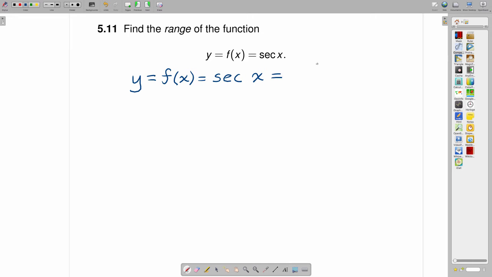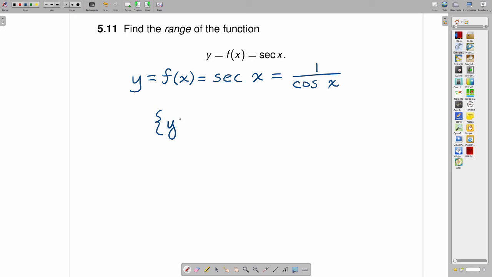You know that the definition of the secant is 1 over the cosine of x. Now, you know that the cosine of x is defined for all values of x, and we also know that the cosine is going to have a range from -1 to +1. So what we need to think about here is, what is the reciprocal of some function which lies between -1 and +1?